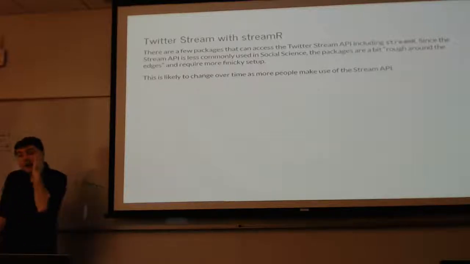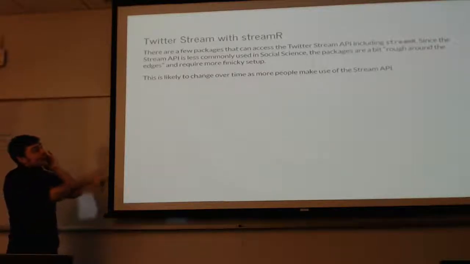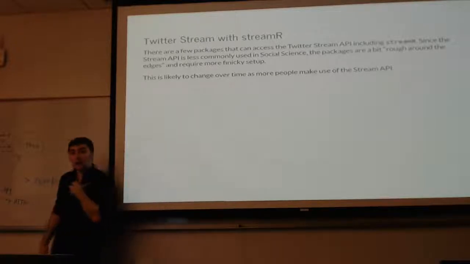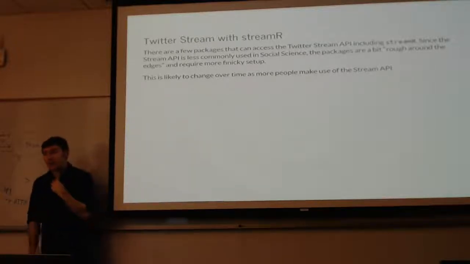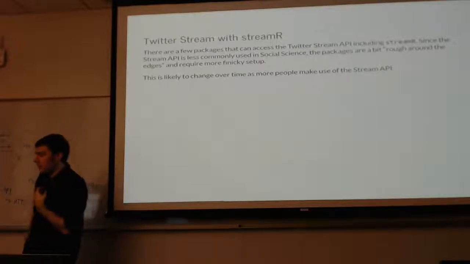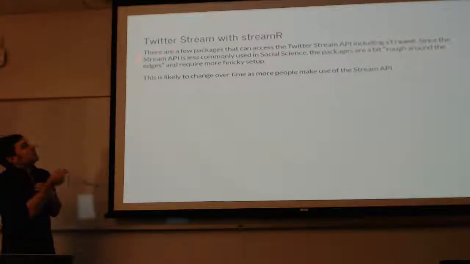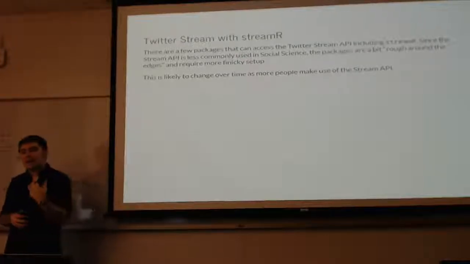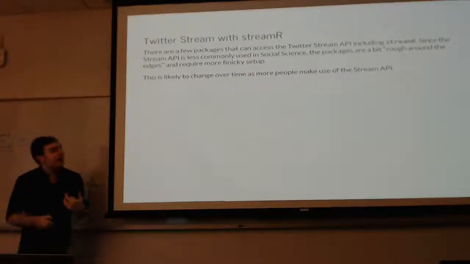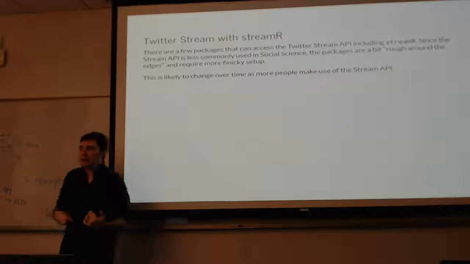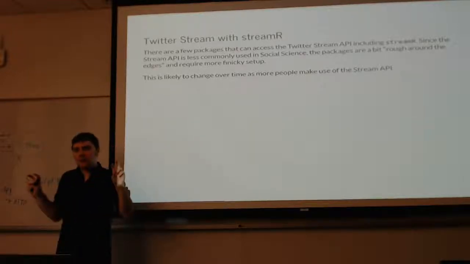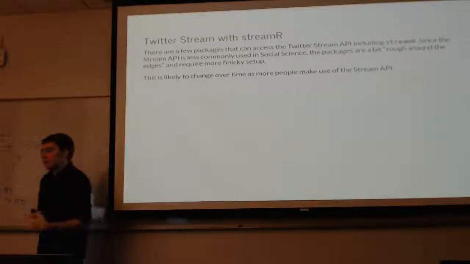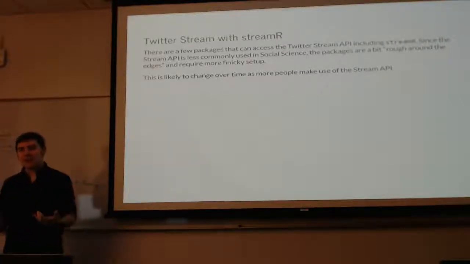So there are multiple packages that can access the Twitter Stream API. The one I am familiar with is StreamR. There might be newer, nicer ones, but I didn't have time to really poke around and see what else is out there. The Stream API, because it's sort of a live feed rather than historical feed, is a little less commonly used in social science. And because it's less commonly used, the packages are a little bit more rough around the edges. They're a little more idiosyncratic in how they work, a little bit more complicated to deal with. And especially their setup is more complicated.